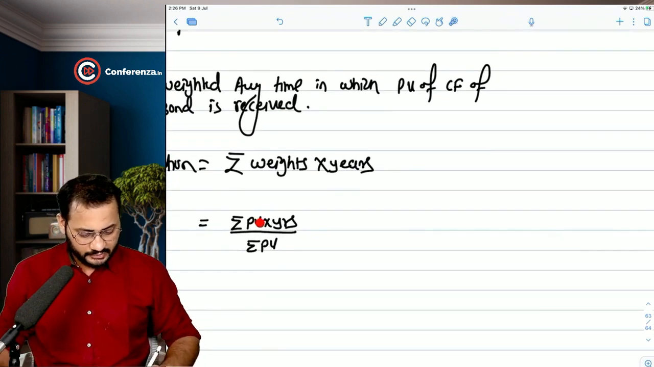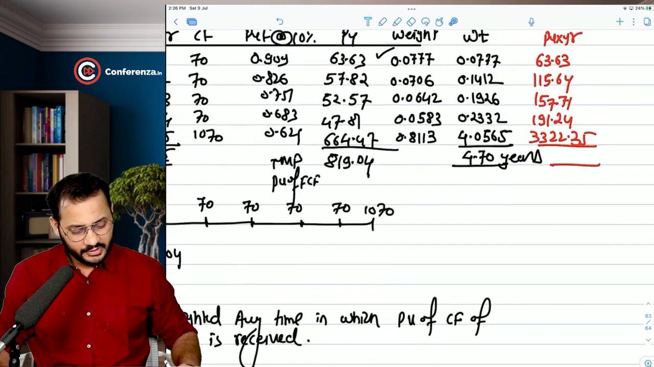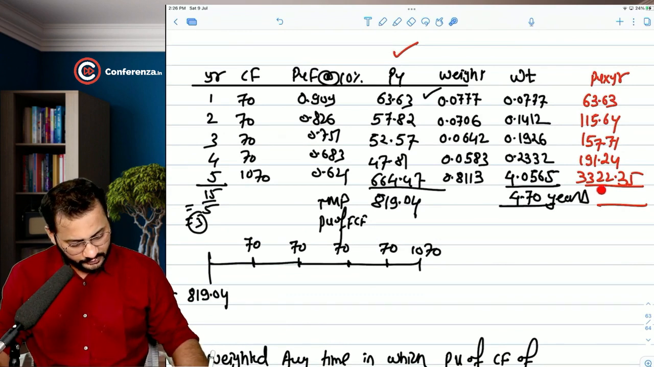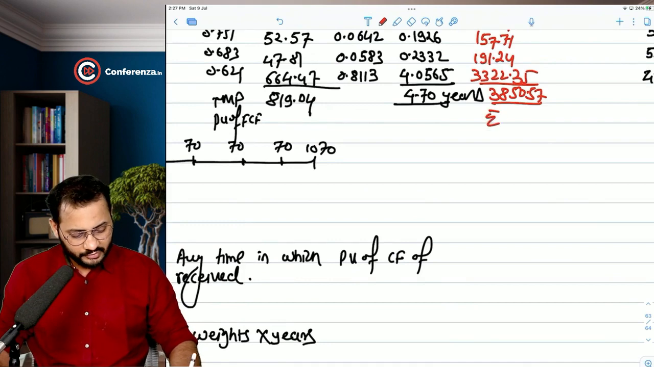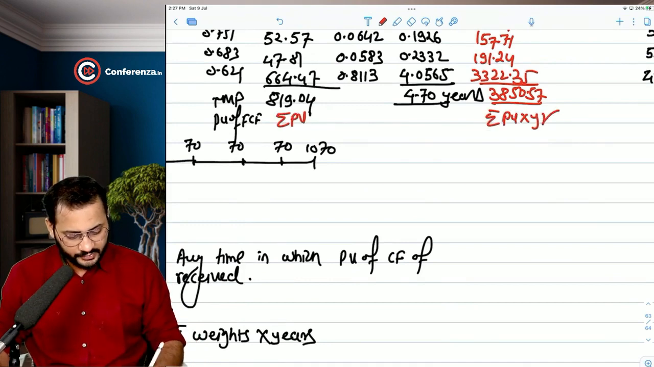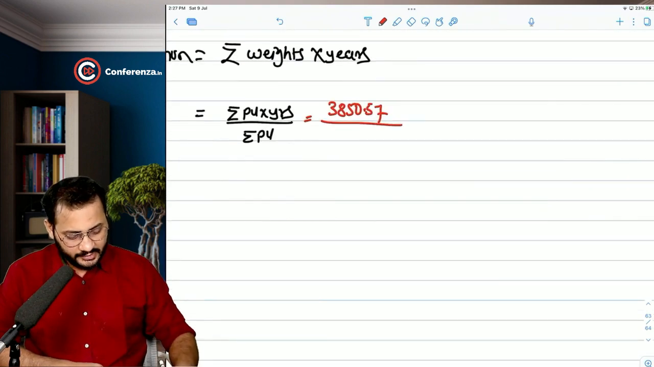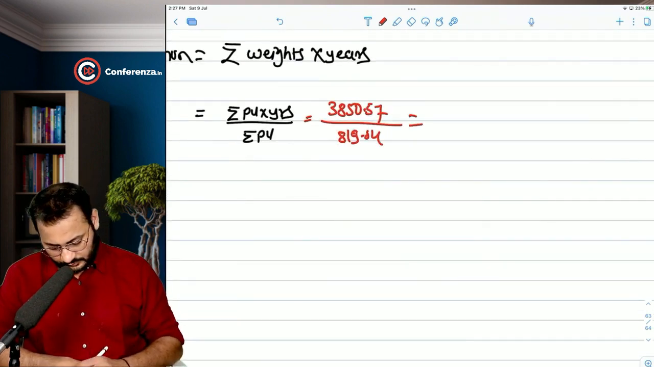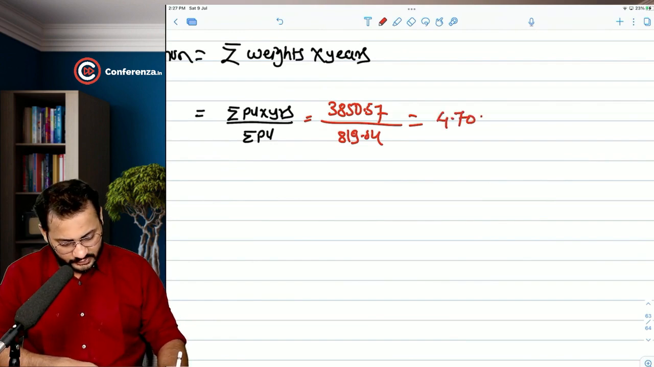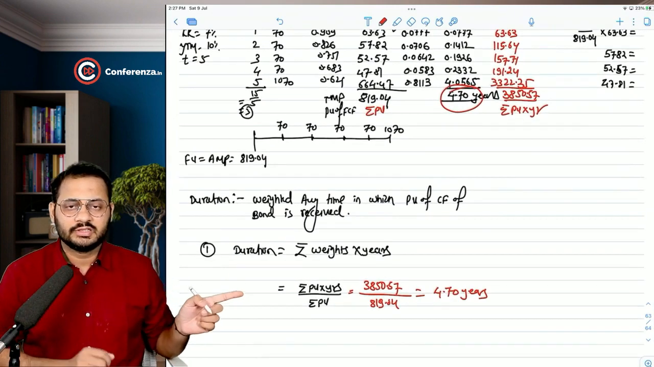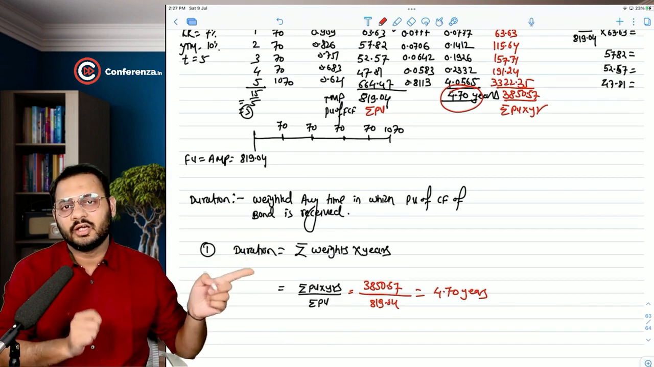The first step was to calculate the multiplication of present value into year, and then the summation of that. Have a look. It gives you 3850.57. So you have summation of present value into year. You also have summation of present value. Let's find out. 3850.57 divided by 819.04 gives 4.70 years. It gives you the same answer, 4.70 years. Are you getting it? This is another method of calculating the same thing that we have been doing.